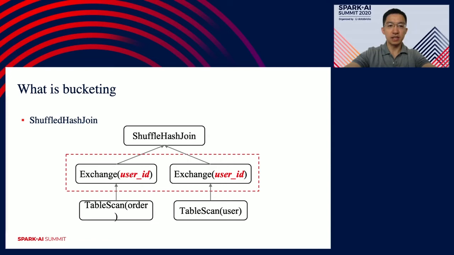Let's take a shuffled hash join as an example. We know shuffled hash join is one of the popularly used join mechanisms in Spark SQL. When shuffled hash join is selected, Spark SQL needs to ensure that both tables are co-partitioned. That is to say, if we want to join the order table and the user table on user ID, Spark SQL needs to ensure that both of them are co-partitioned on user ID. If they are not co-partitioned, Spark SQL will add some shuffle. In Spark SQL, we use the exchange operator for shuffle. So in this picture, we can see two exchange nodes. Both of them are on user ID, so that after the exchange, both of them are co-partitioned on user ID, so that shuffled hash join can be used.